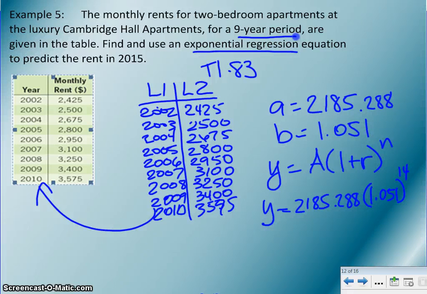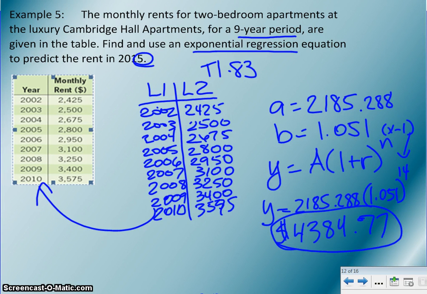Now, before we move on, I'm going to address real quick how I got that. Well, remember here it was to the x minus 1. In this case, x is our 15 for the year 2015, minus 1 gives us the 14. When we plug that in, we get $4,384.77, and that is our rent in the year 2015.